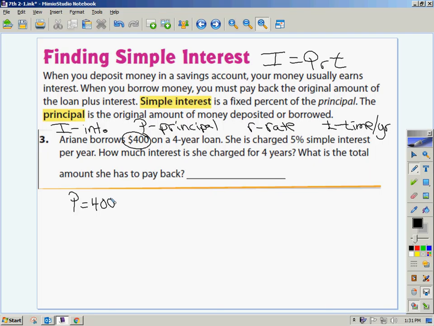What does the 4-year loan tell us? T is equal to 4, the time. And she's charged 5% simple interest per year. And what do we write that 5% as? 0.05.